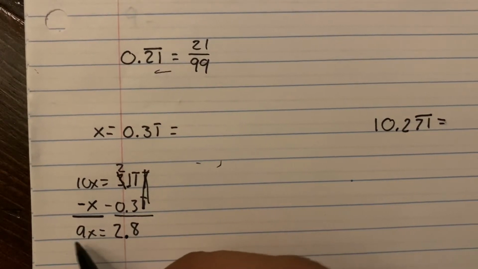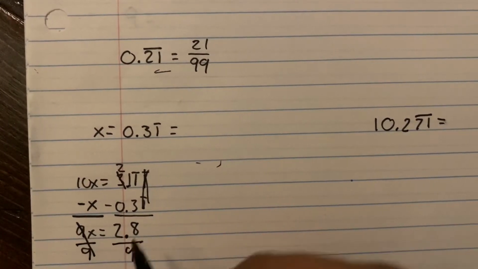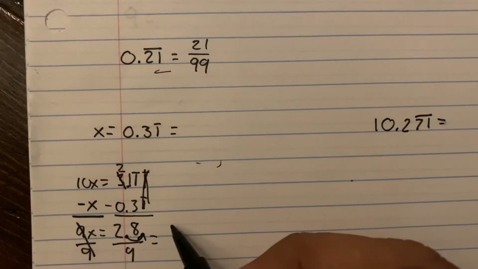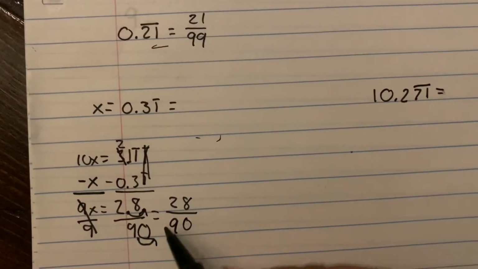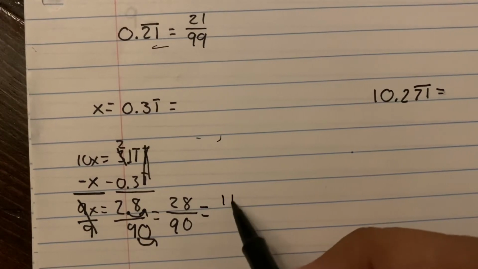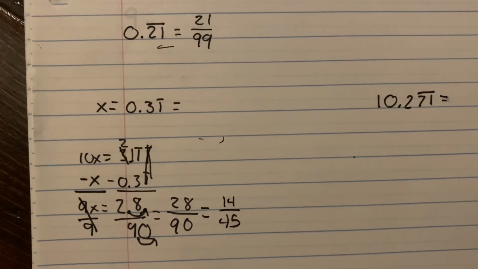Now we're trying to leave x by itself, so we're going to divide by 9. That's my division. Divide by 9, and now we have our new fraction. But fractions can't have decimal points in it. So if we move this decimal point over here, right? Now it's just 28. But whatever you do to one side, you have to do to the other. So we're going to leave a blank spot, so it's going to make it 90. And that's it. It's all done. Now, they're even, so they can be simplified. So that's going to make 14 over 45. And there you go. Okay, now let's do this other one.